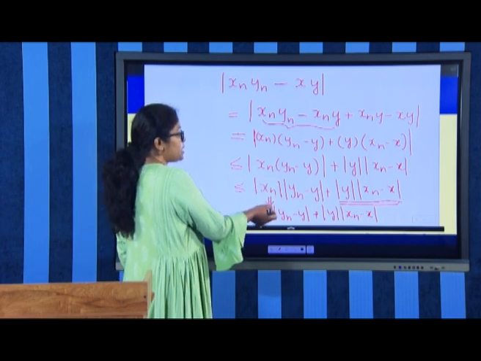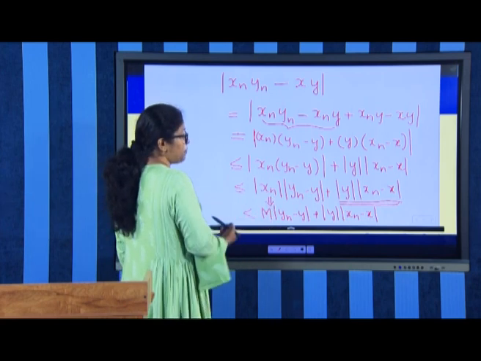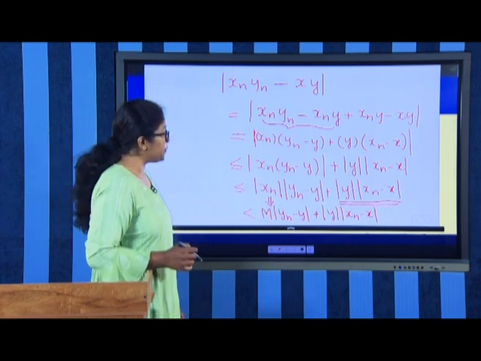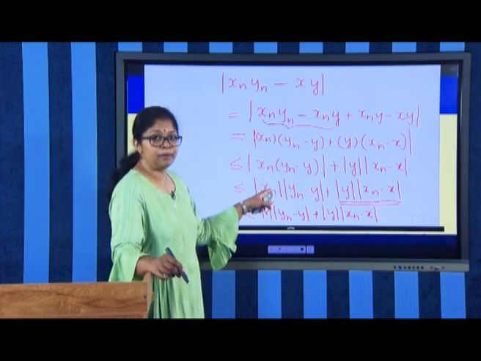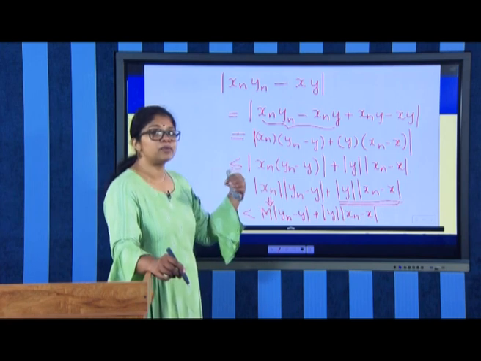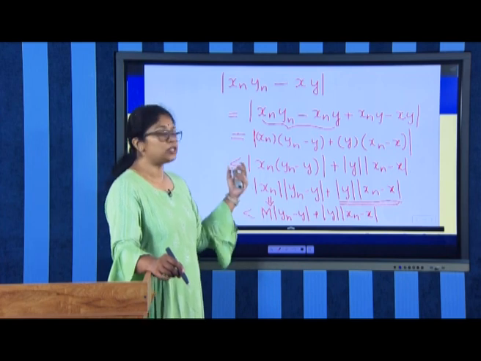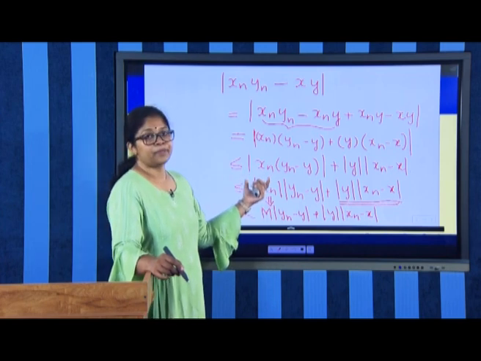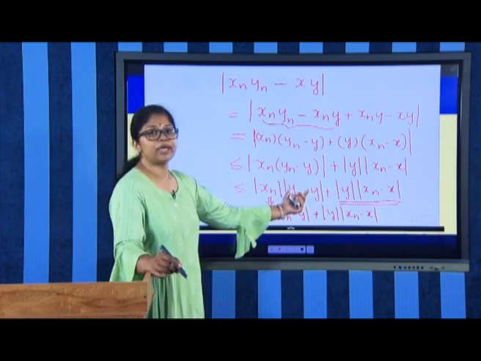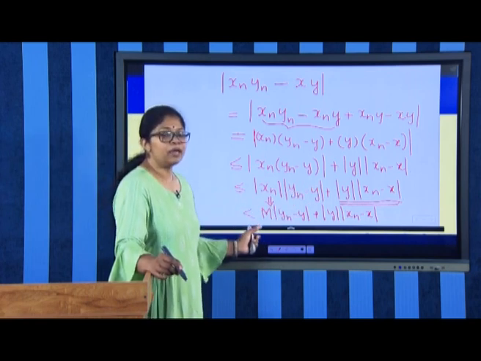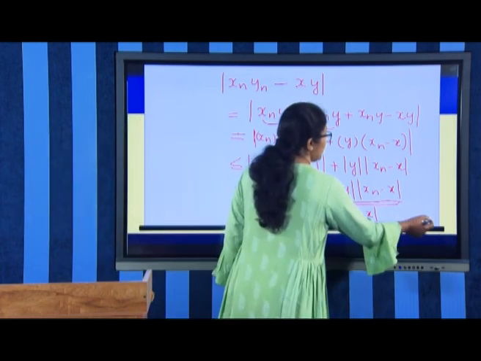Modulus of xn is bounded above by m, and that is why we could replace this modulus of xn by m. Otherwise, what could happen? Because here there is a function on n, as we change the values of n, these can be different. So, we have to get rid of such terms depending on n, other than your modulus of xn minus x and modulus of yn minus y. That is why we are doing this technique. So, this can be proved.